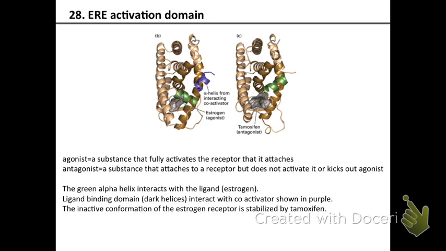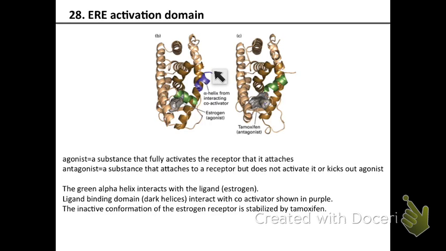It could be a histone acetyltransferase complex, right? It could be an ATP-dependent remodeler. These are transcription coactivators. They help activate transcription. So what this estrogen receptor activation domain does is it recruits the transcription coactivator through this physical interaction.